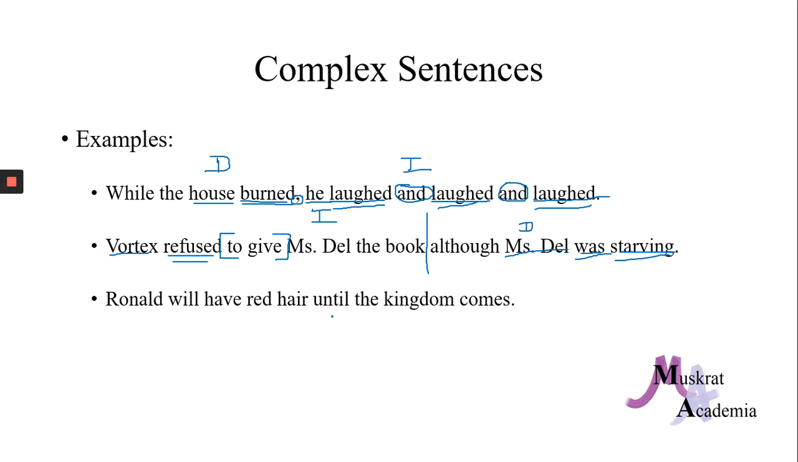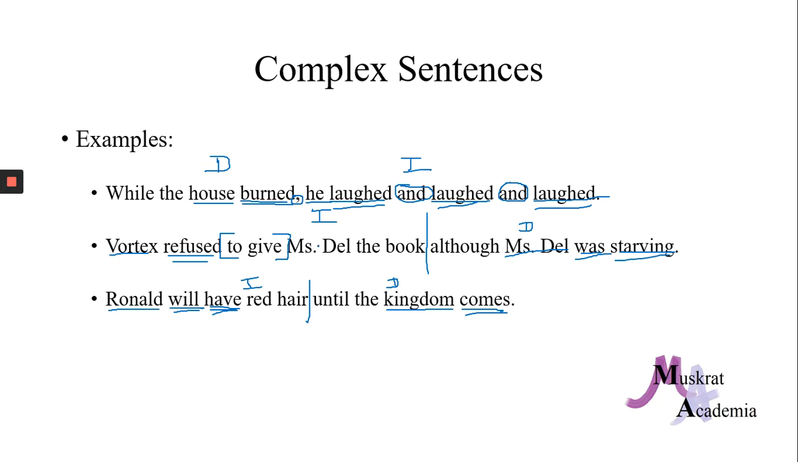All right, Ronald will have red hair until the kingdom comes. Do we have any prepositional phrases? No, we do not. Our verbs are: will have, red hair until the kingdom comes. All right, so those are our verbs. Who will have? Ronald will have. What comes? Kingdom comes. Ronald will have red hair. That makes sense. Independent clause. Until the kingdom comes cannot stand by itself. Dependent clause. We have a complex sentence.